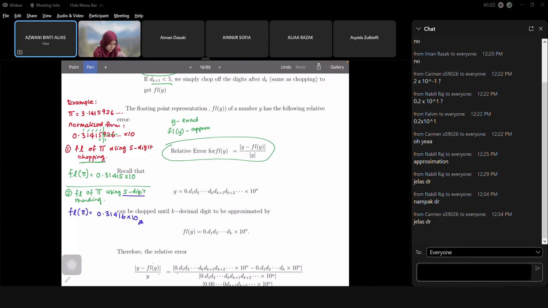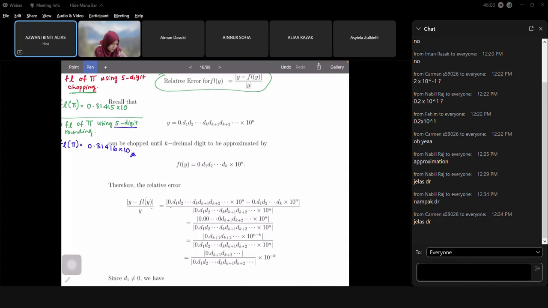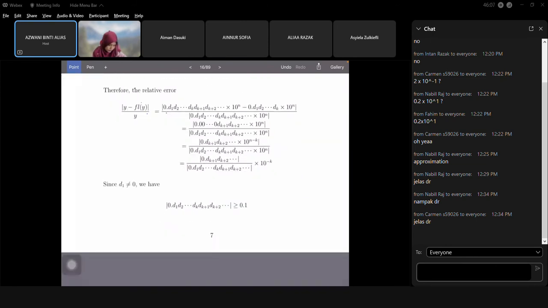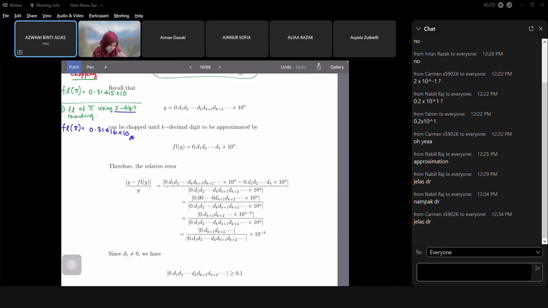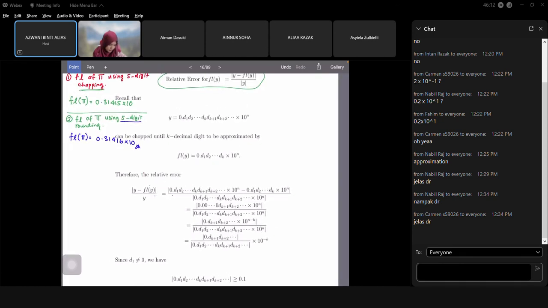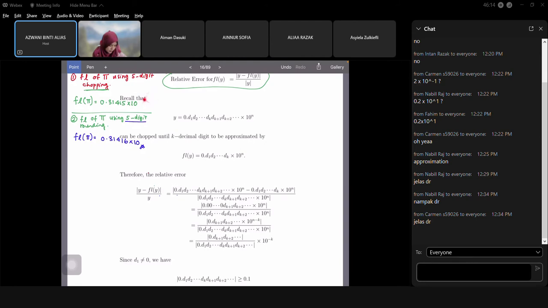Okay, good. Alright. So the next, this is a proof for the curve. Dia nak apa ni? I think this is for the proof. Recall that this is the Y number. Can be chopped. Okay, boleh di-chop until K decimal digit. So dia approximate to the floating number lah, K decimal digit. So this is chop terus. Okay, the chop dia akan dapat this part.